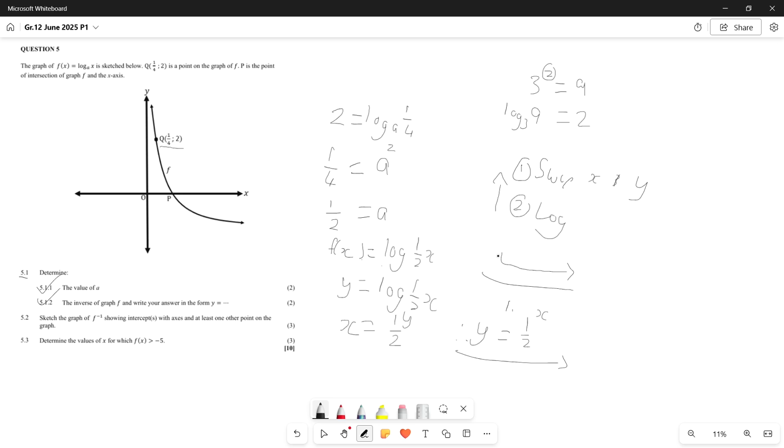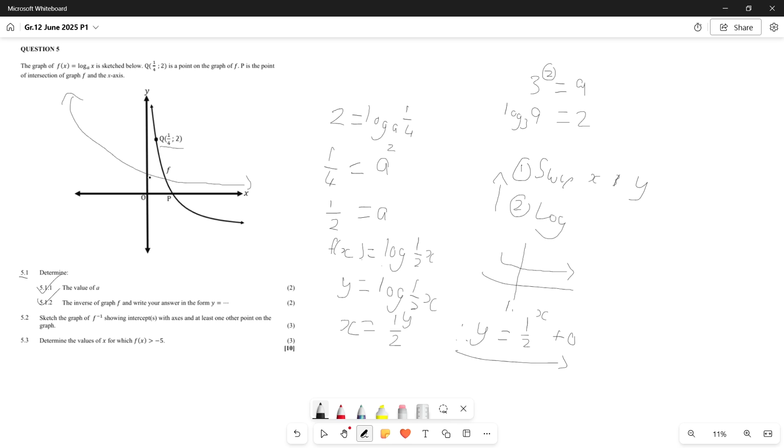There's no negative value, which means we are not below the x-axis, and there's no shift in our q. Our q is 0. Just like this guy, it's not crossing the y at 0. This guy won't cross the x at 0. So we have something like this, and then they just want the intercept with the axes and at least one other point on the graph.